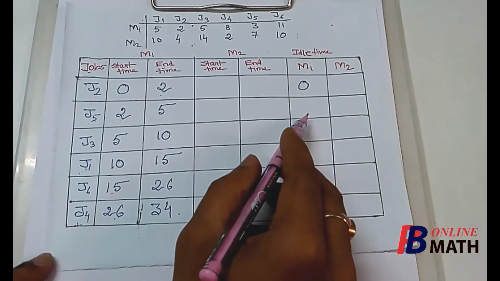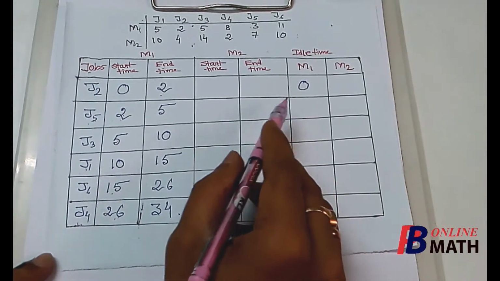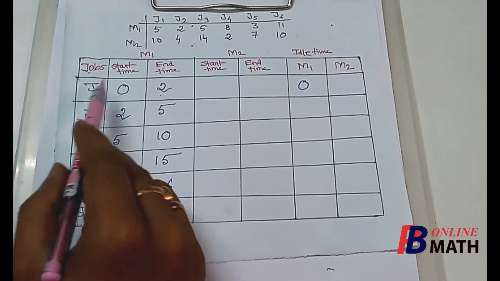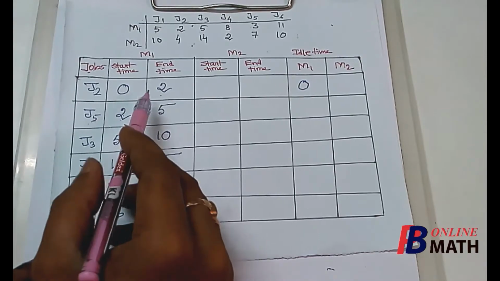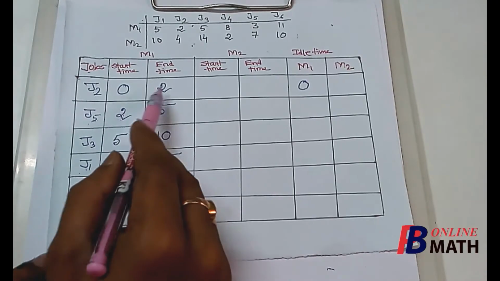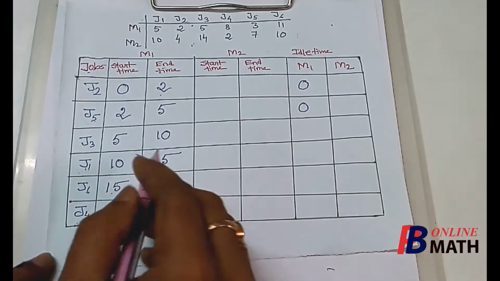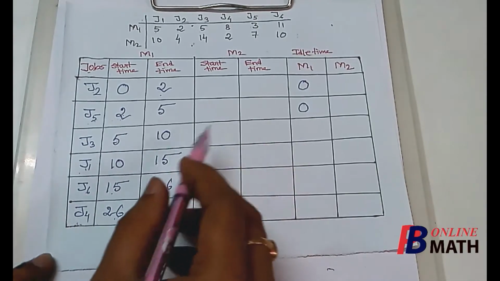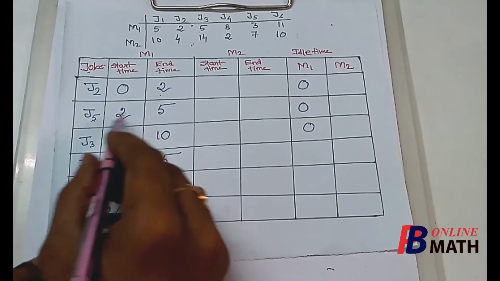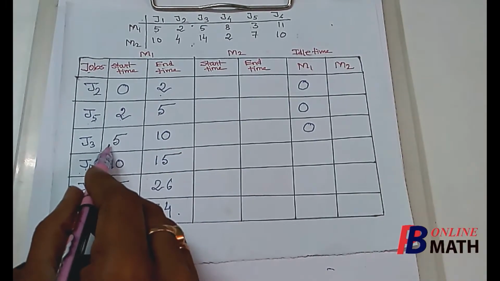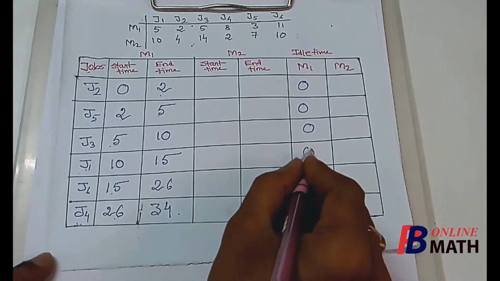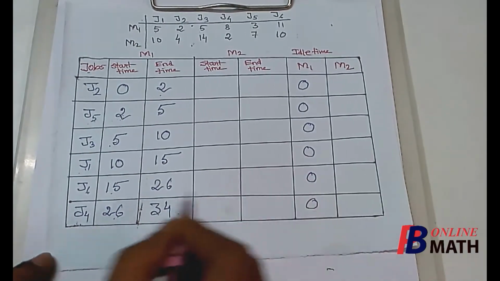Now in the second row we find that the idle time is 0, because machine M1 ends processing job J2 after 2 units of time and it starts processing the next job at 2. So there is no idle time there, so it is 0. Similarly, in this case also the idle time is 0, because there is no time between the end of the previous job and the start of this job. Similarly, we can find that the idle times are all 0 for machine M1.